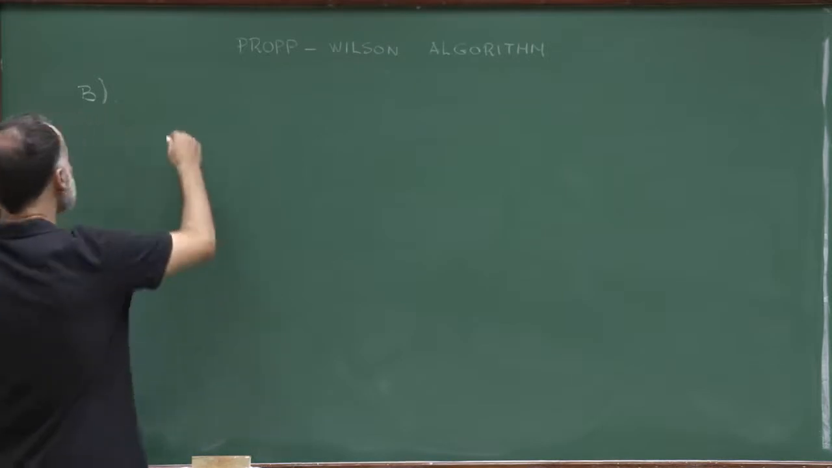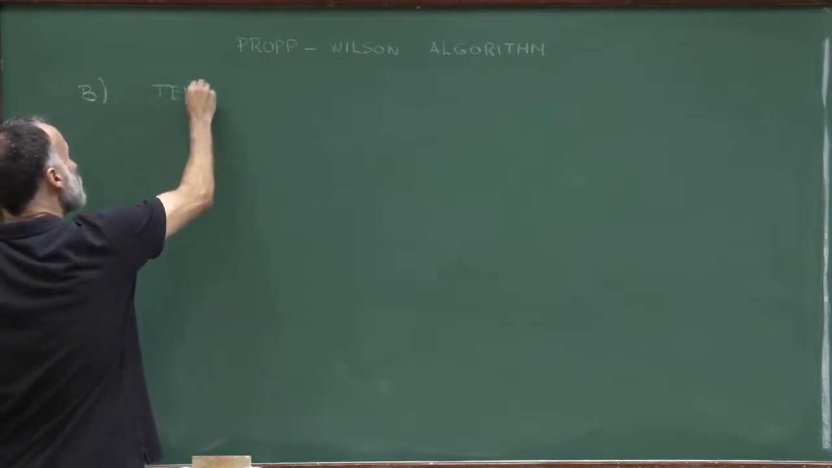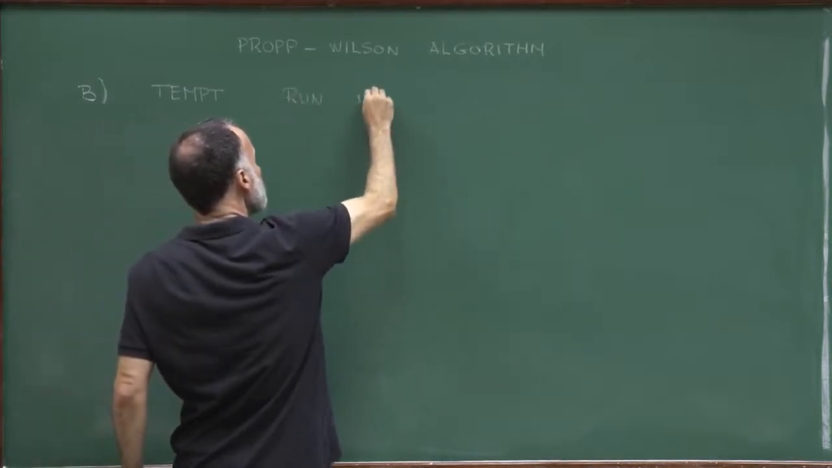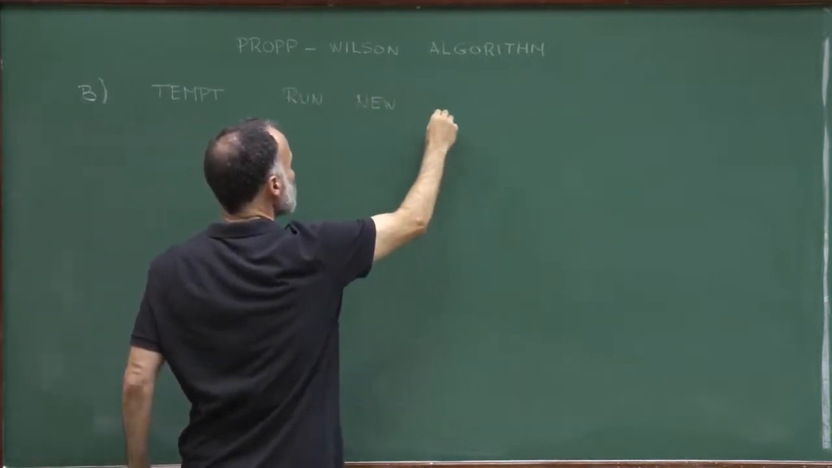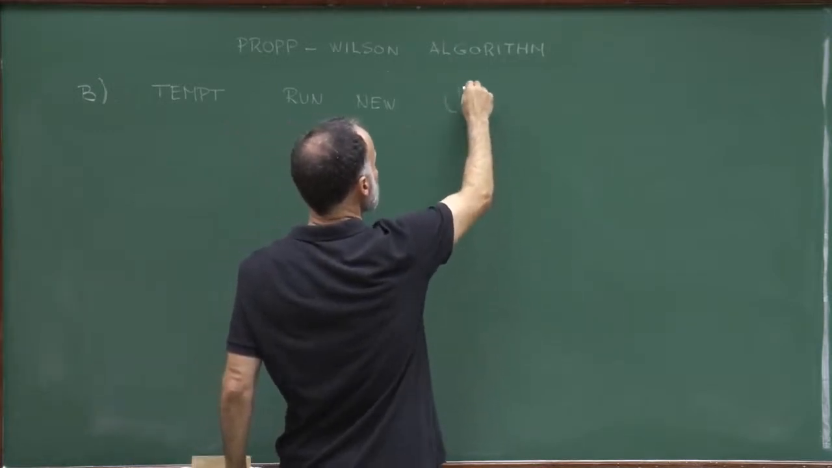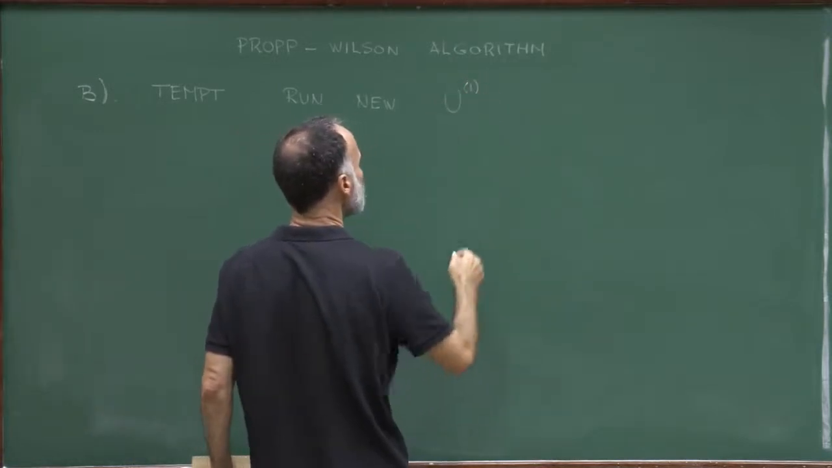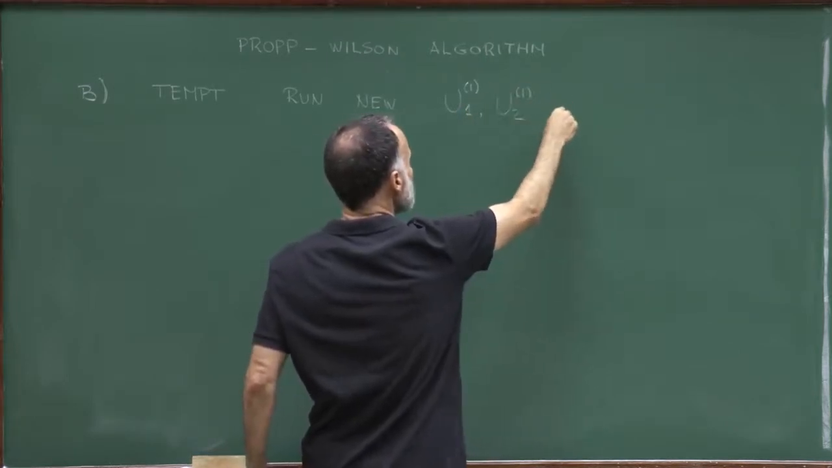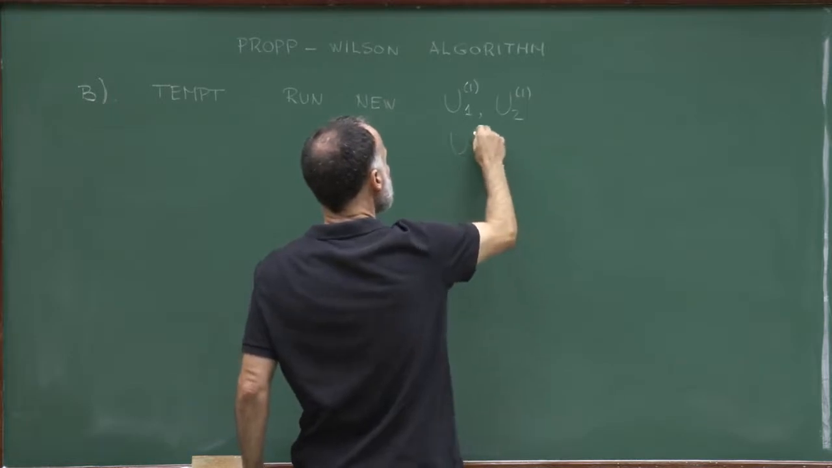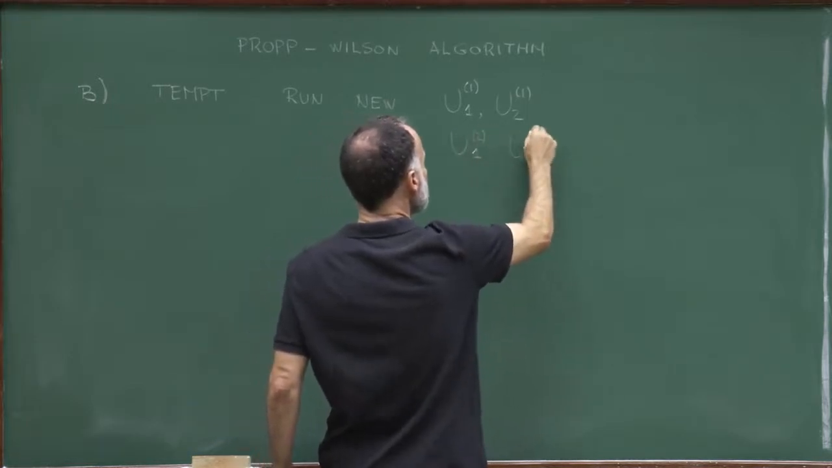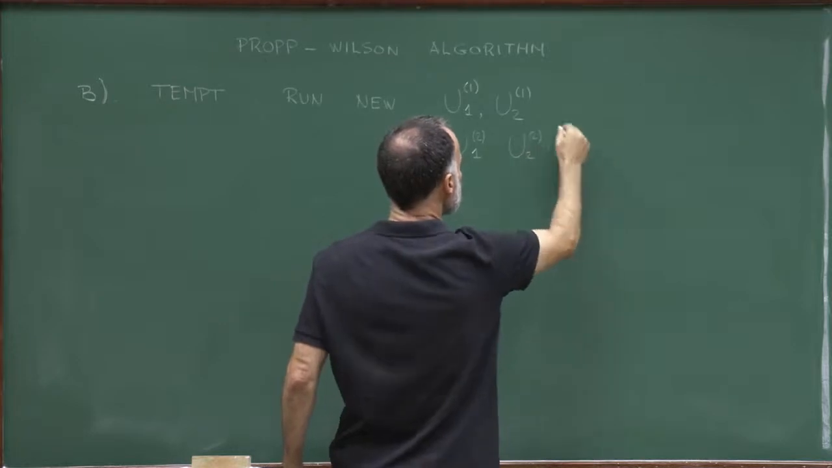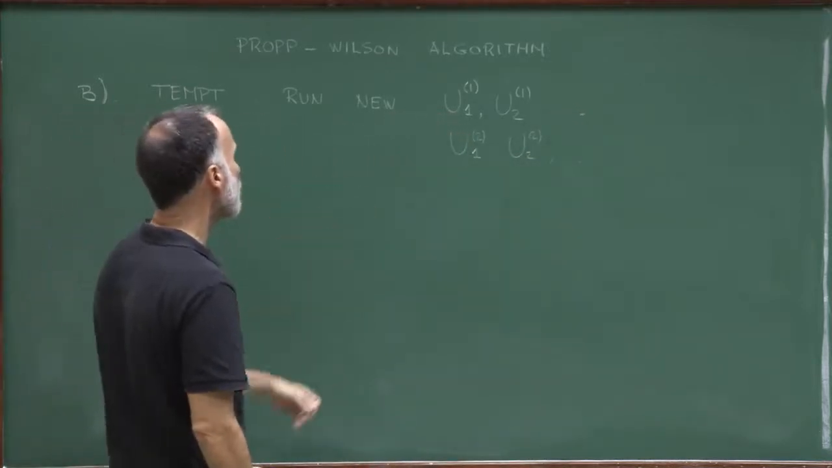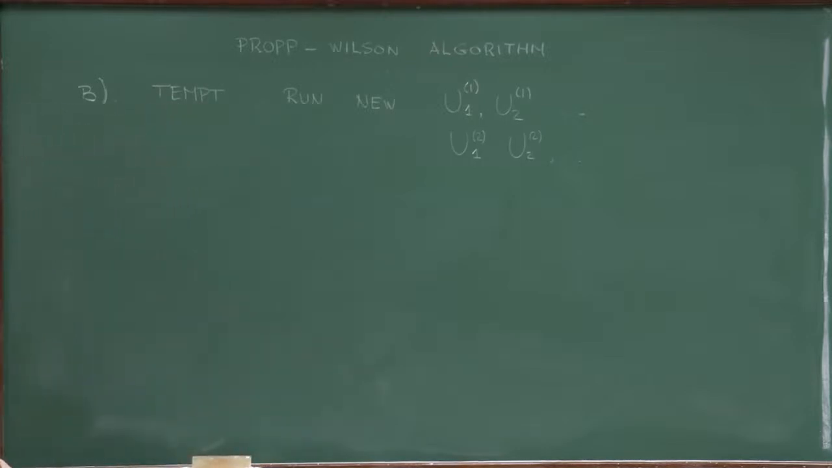So the second temptation is to run a new sequence of random variables u. So let's say that at stage 1 you use the random variables u1,1, u1,2, and so on. At stage 2 you use the random variables u2,1, u2,2, and so on, and so on. So renew these random variables when running the Propp-Wilson algorithm.